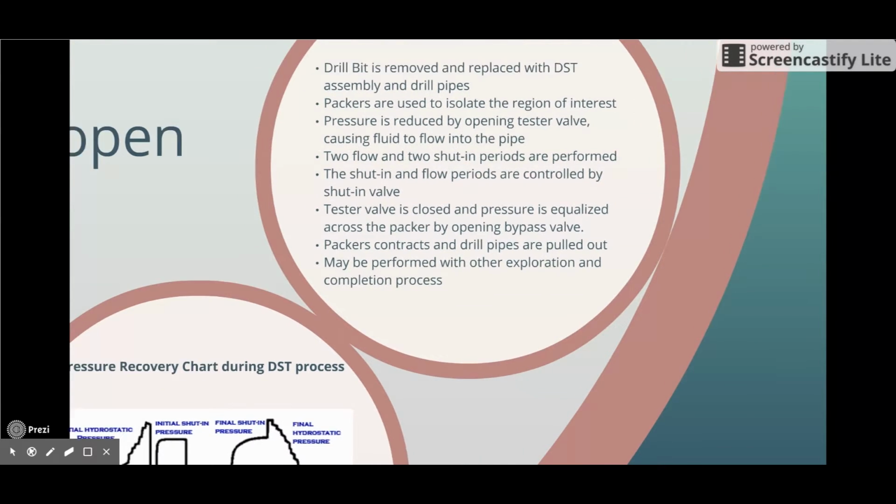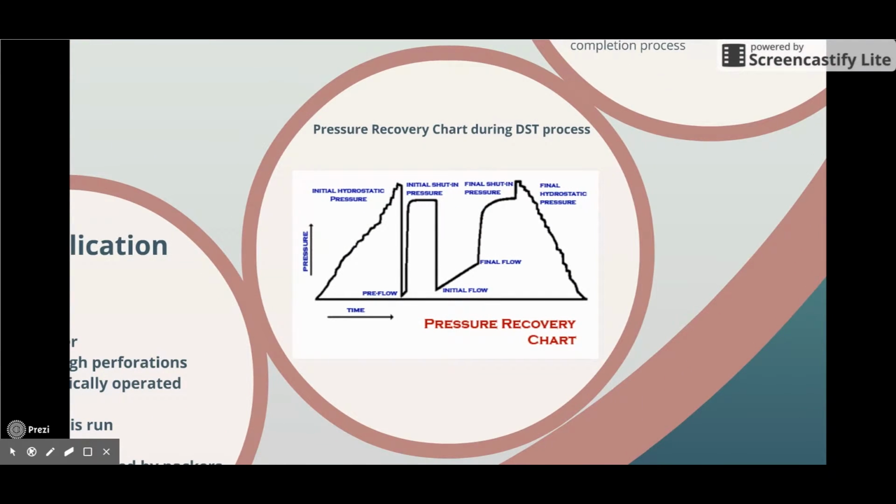Now let's move on to the pressure recovery chart during the DST process. At the beginning of the chart, it shows that it is the start of running in hole for the DST tools and the drill pipes. The pressure recorder shows increasing pressure. This is due to the increasing mud column height or hydrostatic head as the recorders move down together with the test string. Now the tool is at the bottom.